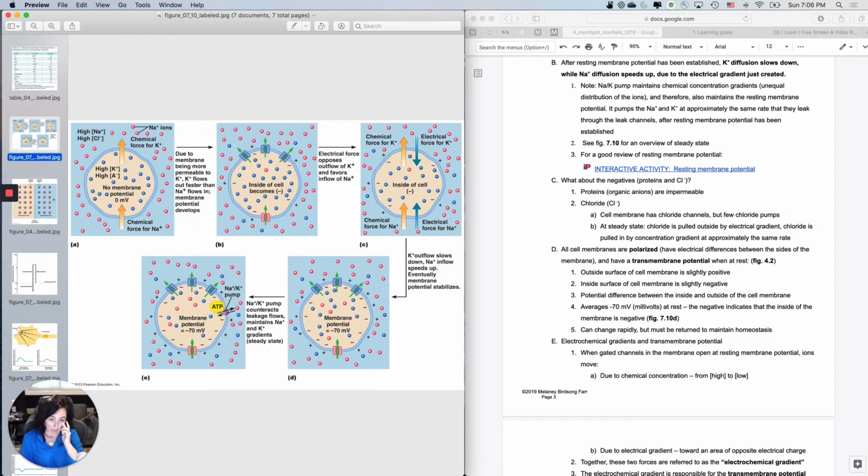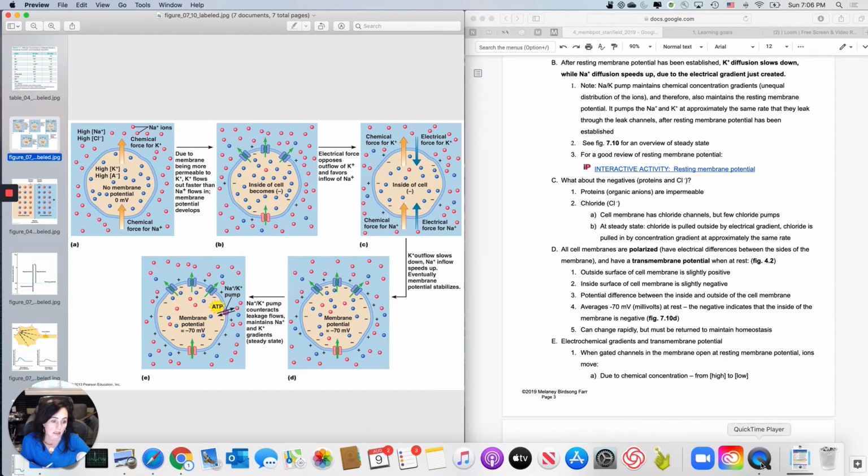Okay, so all cell membranes are polarized. They have electrical differences. They average about minus 70 millivolts. So I want to show you an animation that explains all of this to make sure that it's actually getting in there. So here we go.